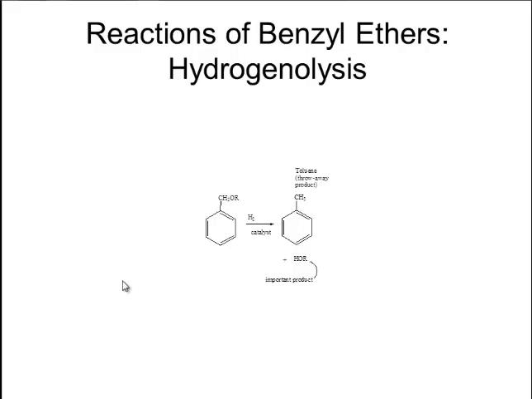But the important product in this case is the alcohol that also gets produced. That is the RO group with the hydrogen, and the hydrogen having come from the H2 catalyst. So the byproduct in this case is the toluene. The main product is an alcohol. Now you might ask, why would we want to make an alcohol in this weird way by decomposing an ether?